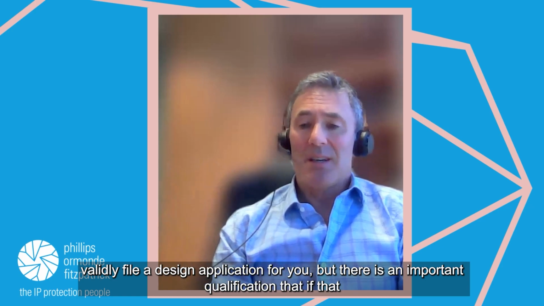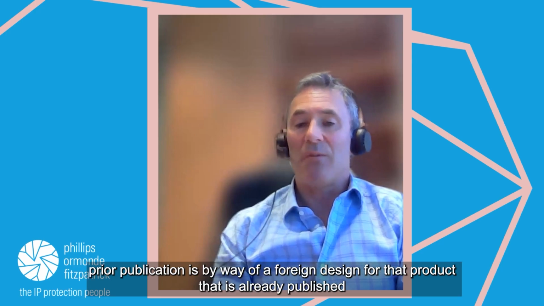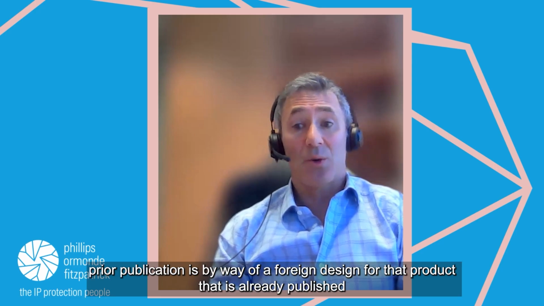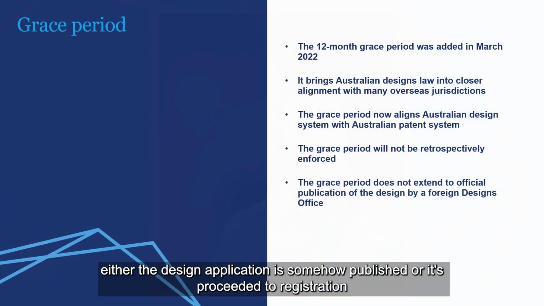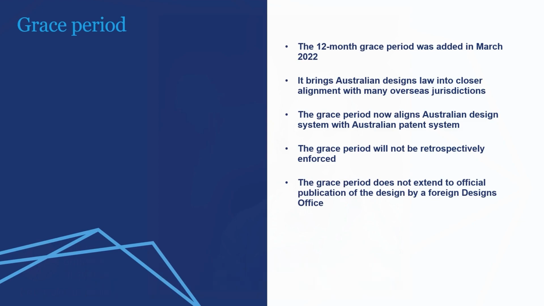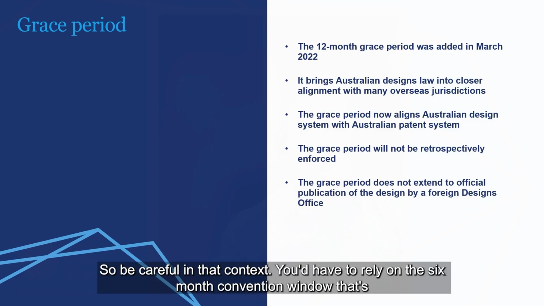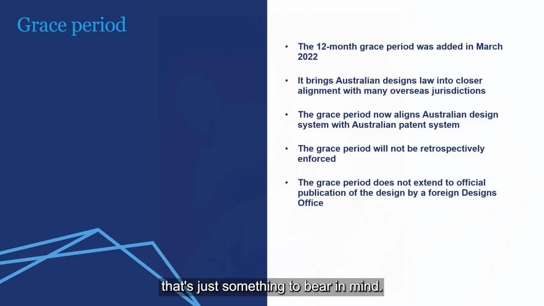But there is an important qualification that if that prior publication is by way of a foreign design for that product that is already published, either the design application somehow published or it's proceeded to registration overseas and published, that type of publication isn't covered by the grace period provisions. So be careful in that context. You'd have to rely on the 6-month convention window that's normally available to file in Australia, because you can't rely on the 12-month grace period. So that's just something to bear in mind.